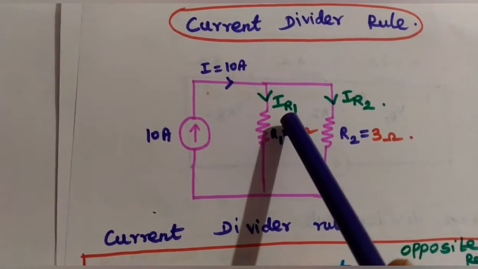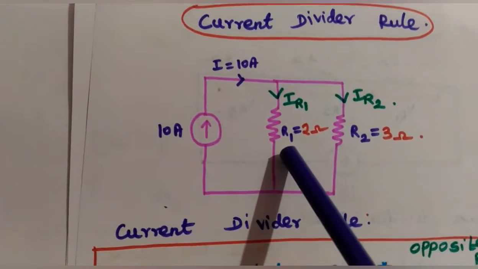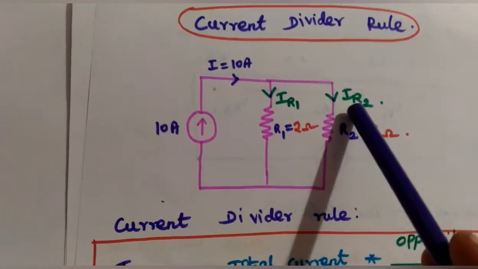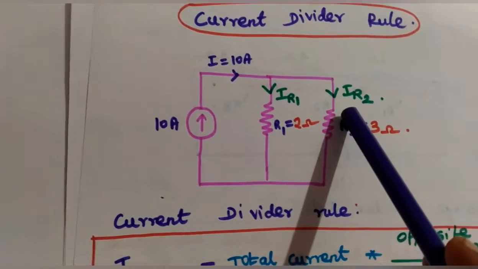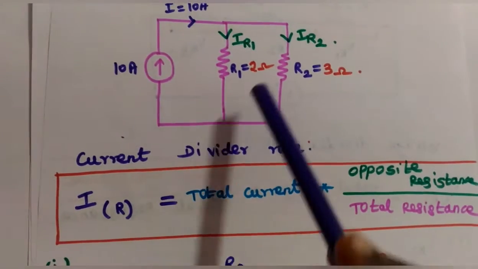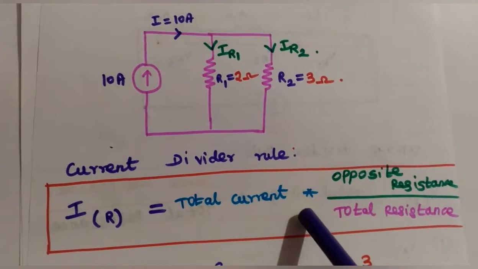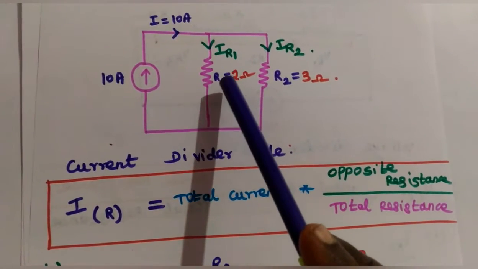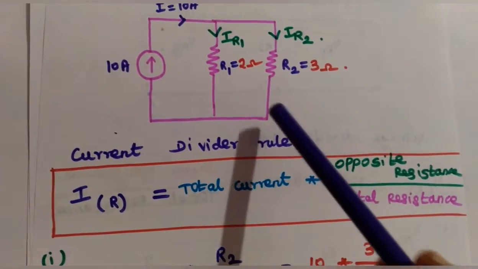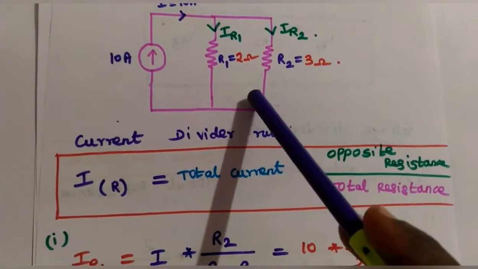Now, by using the current divider rule, we are going to find the value of current flowing through the resistance R1, that is IR1, and the current flowing through the resistance R2, that is IR2. So what is the current divider rule? It is the current flowing in a particular resistance, which is equal to the total current given to the parallel network times, since we want to find IR1, the opposite resistance, that is R2, divided by the total resistance in the given parallel circuit. Now apply this formula to the circuit.